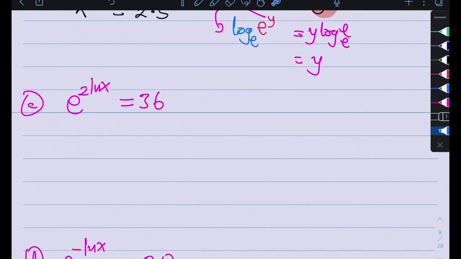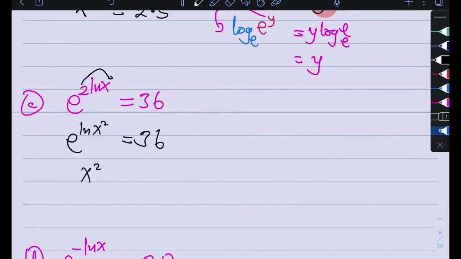So be careful. Now, we are going to get e to the power of ln x squared. Let the 2 come back, is equal to 36. Then you can say that e to the power ln something is that answer. So x squared is the answer on the left hand side. It's equal to 36, giving you x is 6.